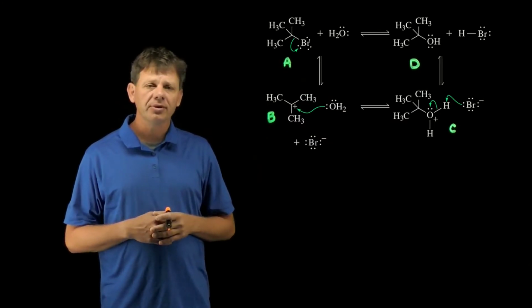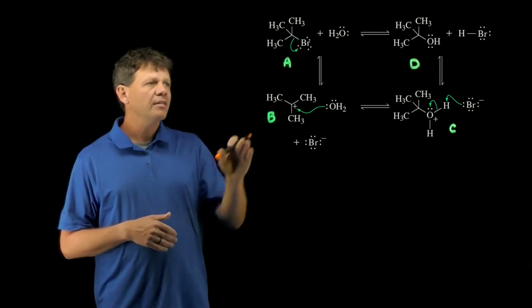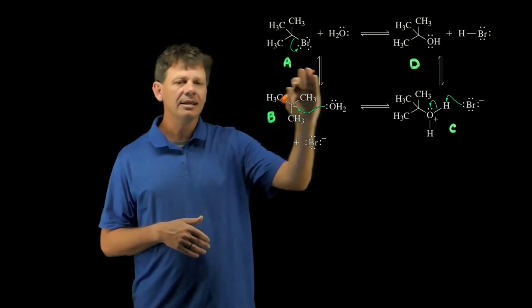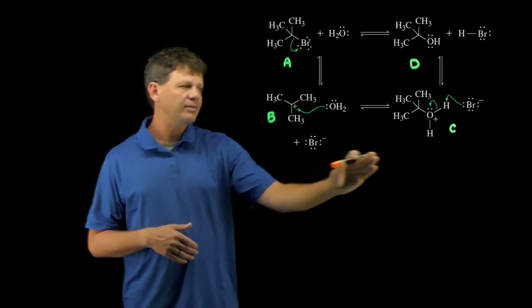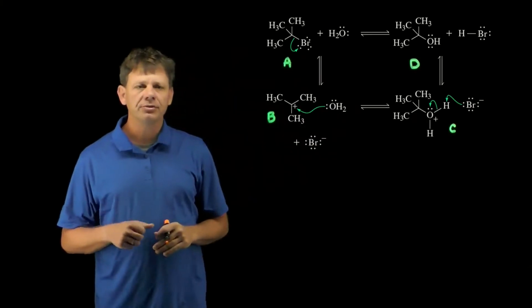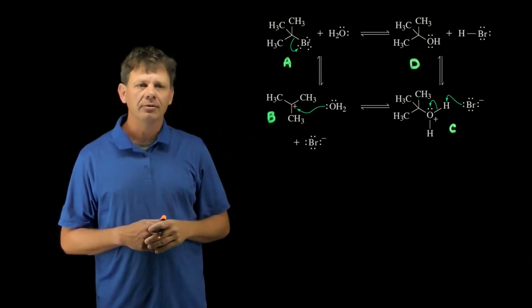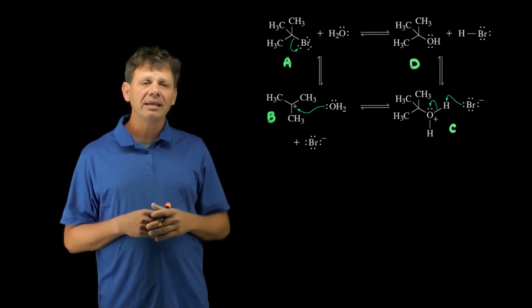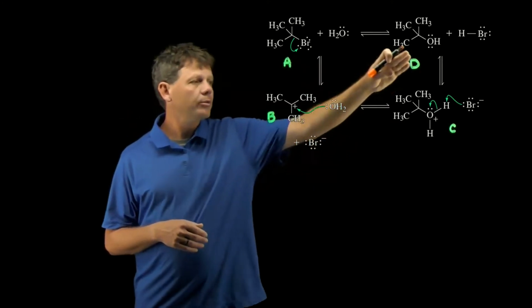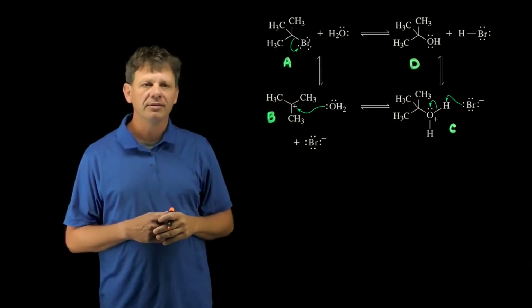The principle of microscopic reversibility tells us that if the fastest way from A to D is through intermediates B and C, it must also be true that the fastest way from D to A is through those same intermediates. And so really the mechanism that we're going to draw is simply the reverse of each of these steps.